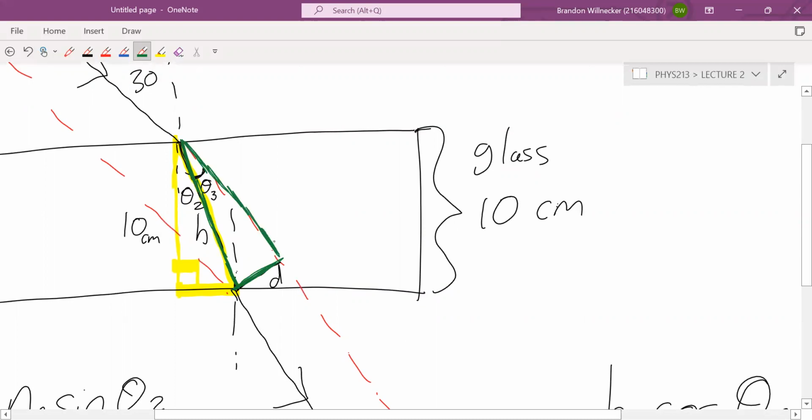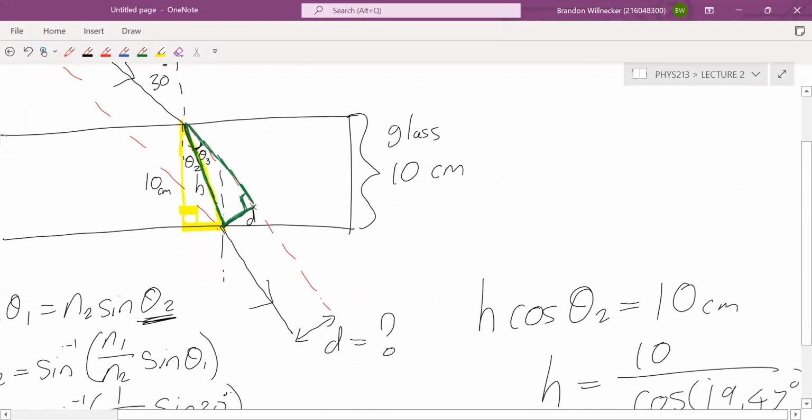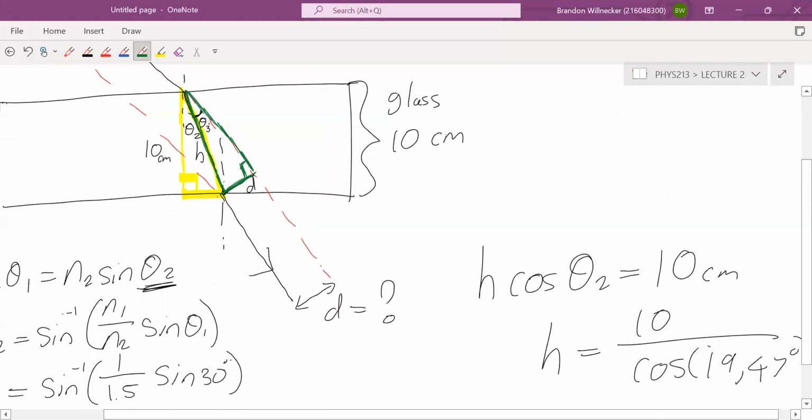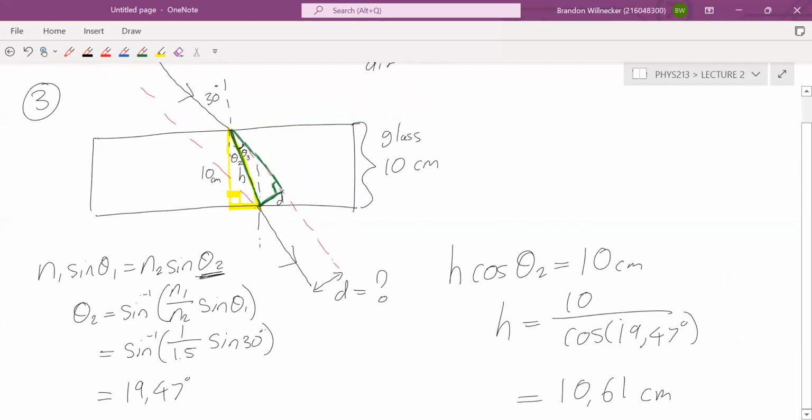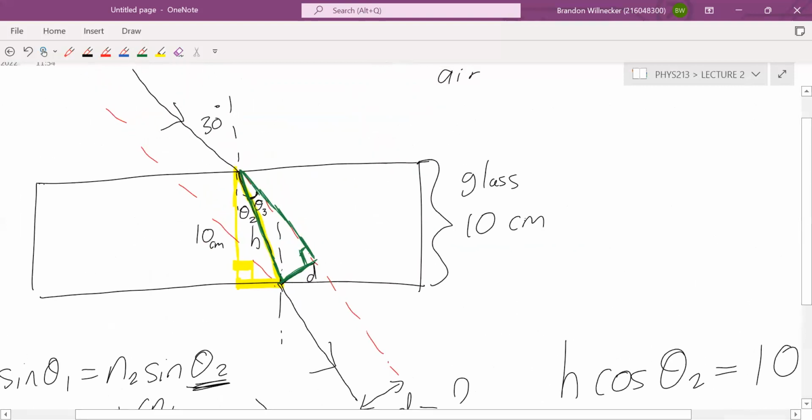Okay, so we've got this green triangle. Here is another 90 degree. Okay, so we've got theta 3, and the opposite side is d. The hypotenuse is h. We want to find d. But first we need to find what this angle θ3 is. How do we go about doing that?